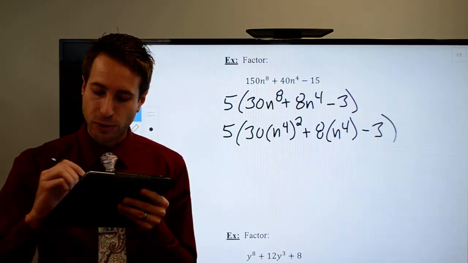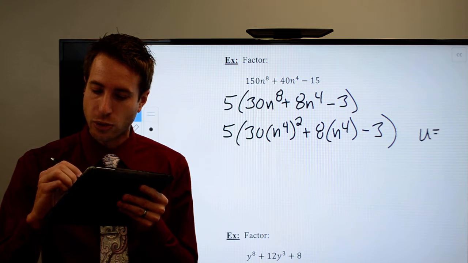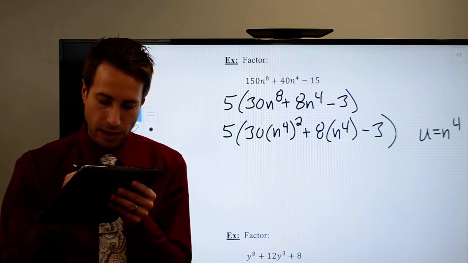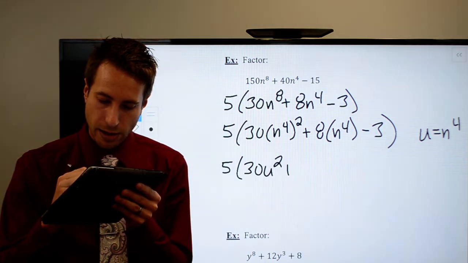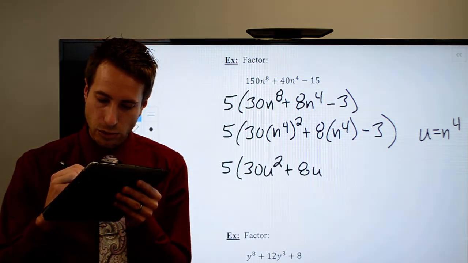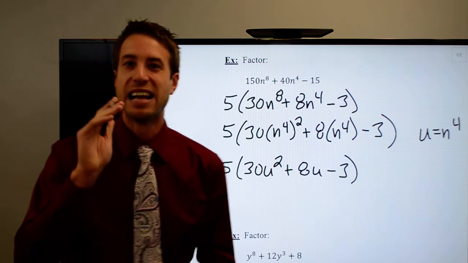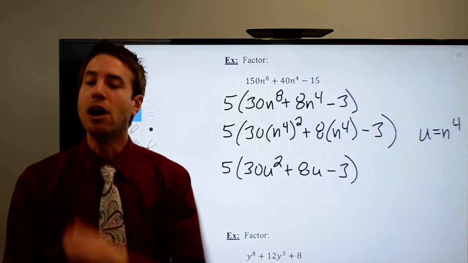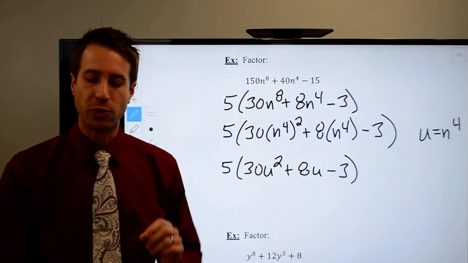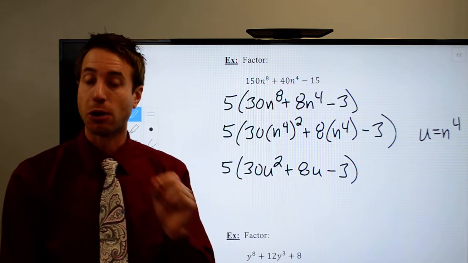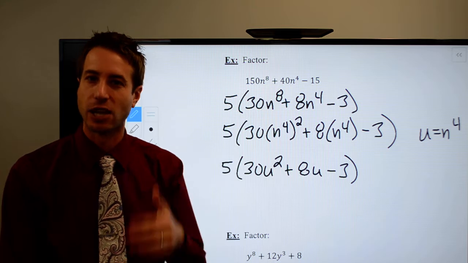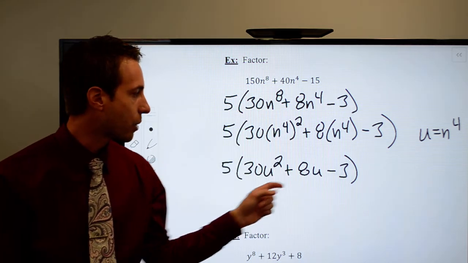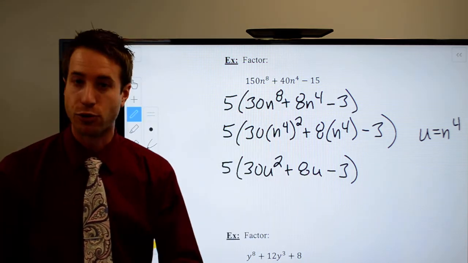So we can do a simple substitution here where we let u be equal to n to the fourth, and that means that I now have 30u squared plus 8u minus 3. Why this is helpful, you'll see in a second when we actually set these equal to 0 and solve them to find our roots. For now, we're just getting some practice using this factoring method. So there we go. I've rewritten this in quadratic form.